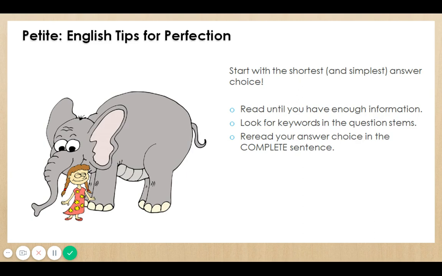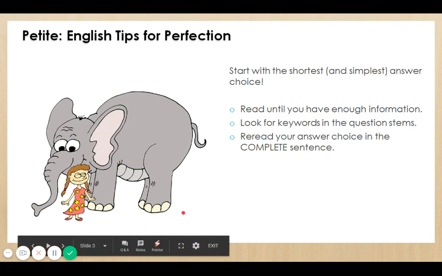So read between the questions, not just what the underlined portion is. I want you to look for keywords in the question stems and reread your answer choice, what you think is the right answer, in the complete sentence. Because the number one reason, in my opinion, for getting questions wrong on the English section is that you chose an answer that sounded right for around what's underlined, but was wrong for the complete sentence.